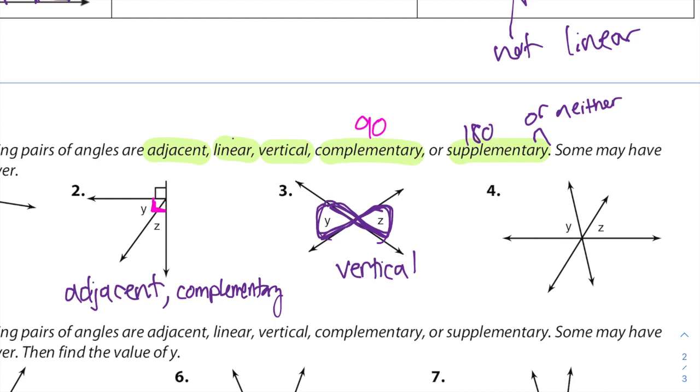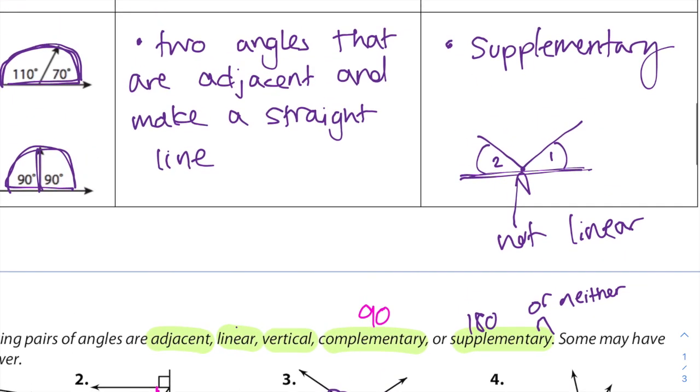And then number 4. All right, we've got y and z. They are not adjacent because they're not right next to each other. Here's angle z, here's angle y. They don't share a common side. Linear, again, this is kind of like that one I showed you guys up here. They make a straight line, but if they're not adjacent, they can't be linear. Because remember, linear has to be adjacent. That's what it says up here.